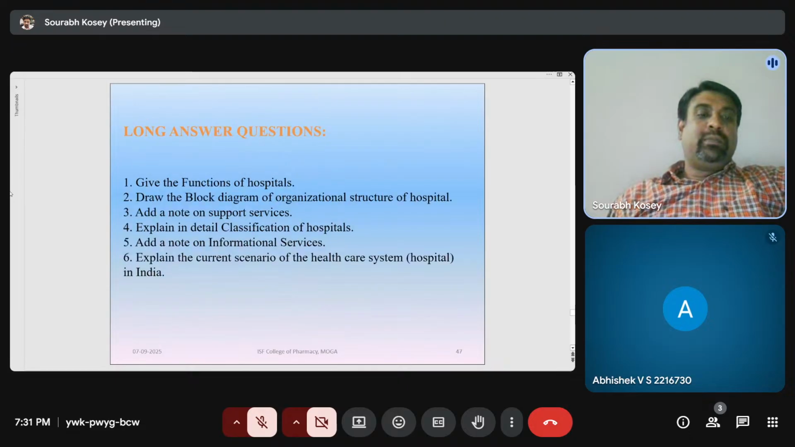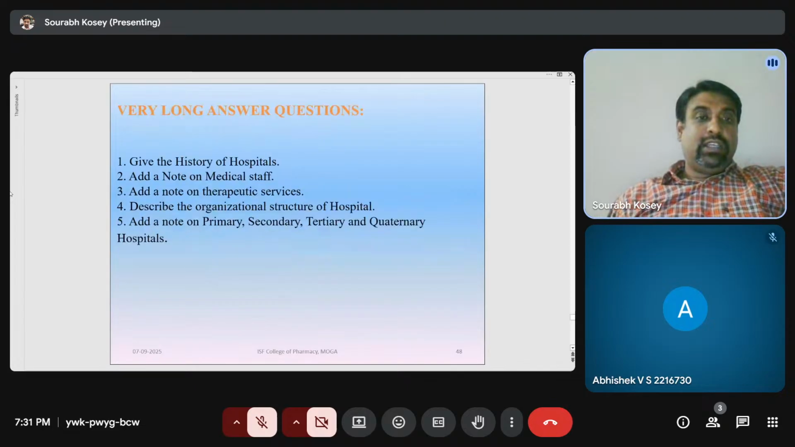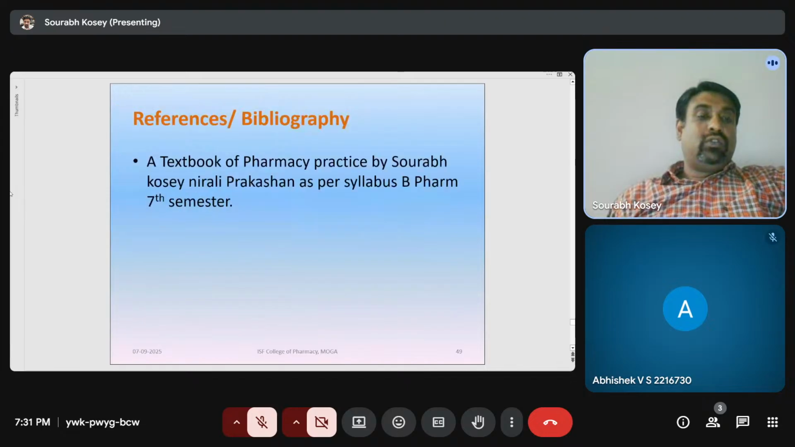In long answers, it may come like: give the functions of hospitals, draw the block diagram of the organizational structure of a hospital, add a note on support services, explain in detail the classification of hospitals, add a note on informational services, explain the current scenario of the healthcare system in India, which is a very long answer. Also history of hospitals, note on medical staff, note on pharmacy and therapeutic services, organizational structure of hospital, add a note on primary, secondary, tertiary, and quaternary hospitals.